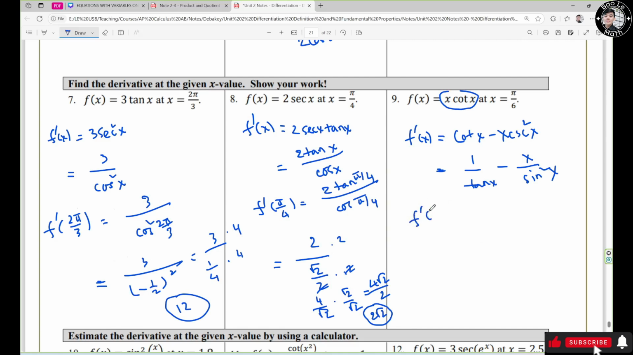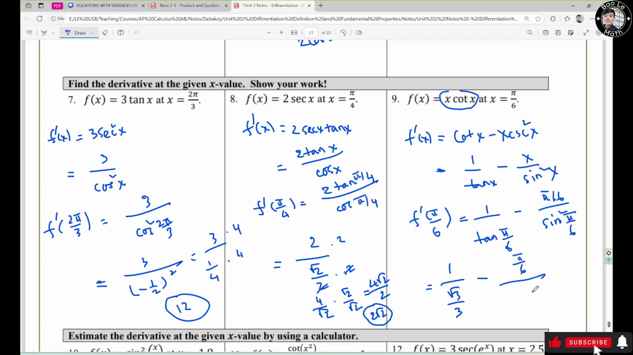Now f prime of pi over 6 is the same thing as 1 over tangent of pi over 6 minus pi over 6 divided by sine squared of pi over 6, right? Now I'm going to simplify. Tangent of pi over 6 is root 3 over 3, right? So it will be 1 over root 3 over 3 minus pi over 6 over sine of pi over 6 equals 1 half, right? So when you square, it's going to be 1 over 4.